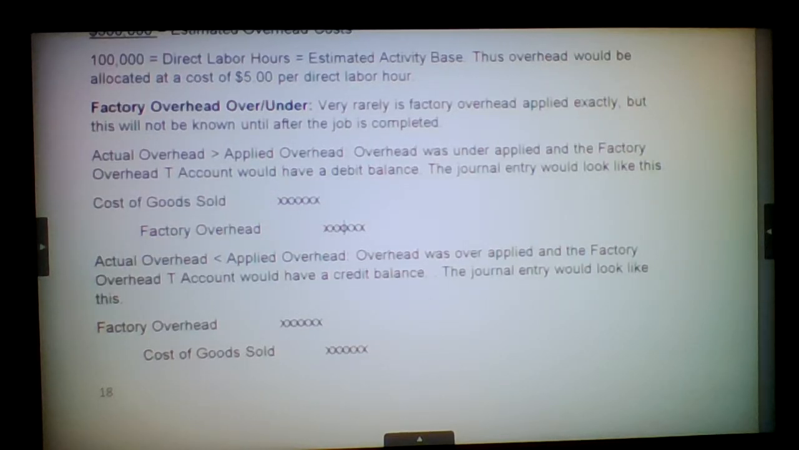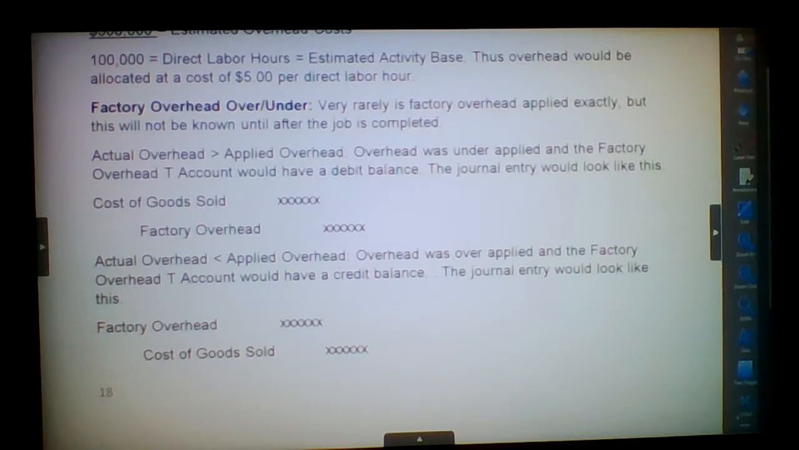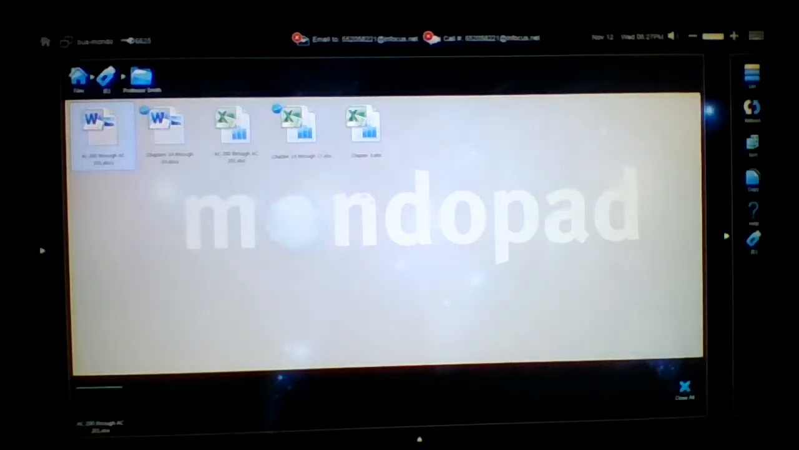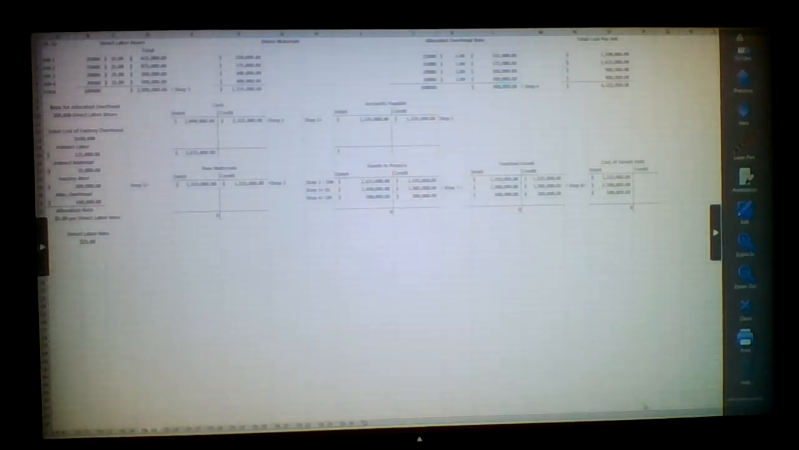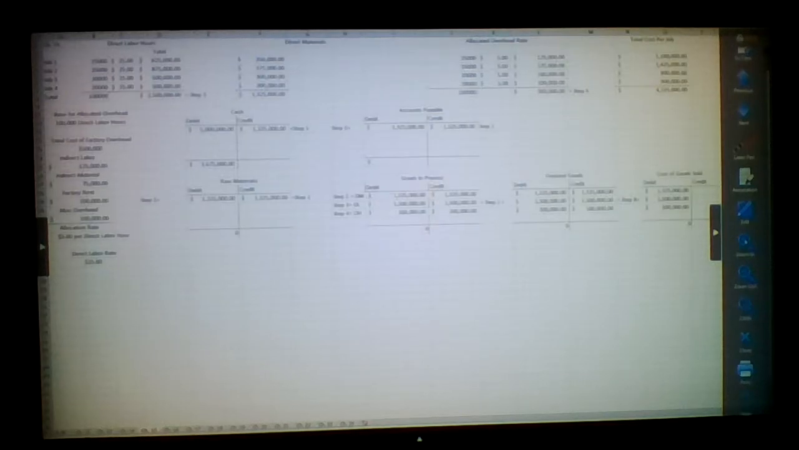So I'm going to go ahead and close this document and I'm going to open up an Excel worksheet that I have. And what I've got here is basically a demonstration of how we're going to show how the costs move through the different T accounts that are associated with it.